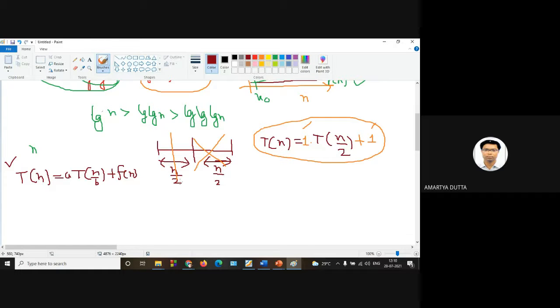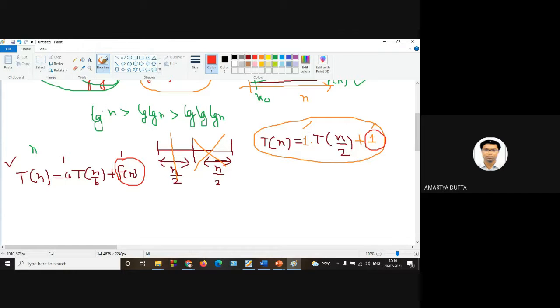Here the binary search is in this form, because here a is equal to 1, here b is equal to 2, and f(n) is equal to 1. f(n) is the toll function, which encompasses the cost of division, conquering, and combination of your elements. So here this is 1. Why is the toll function 1? Because I am searching for just one element. That's why this toll function is 1.